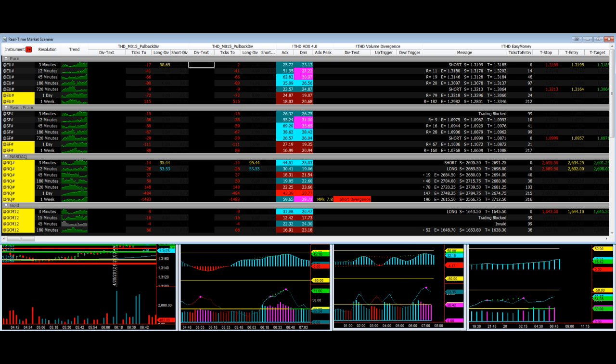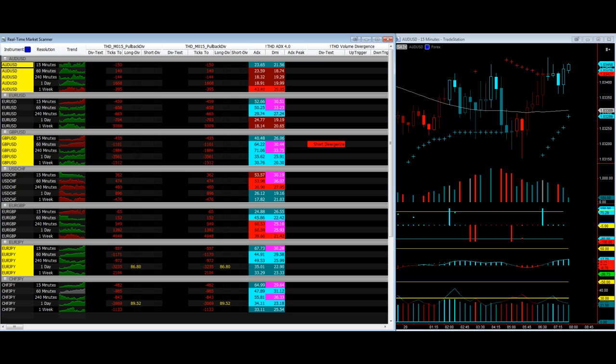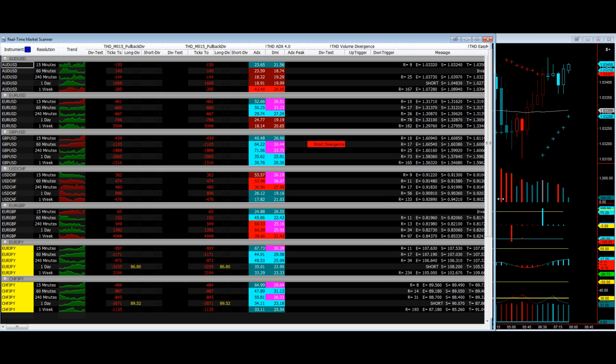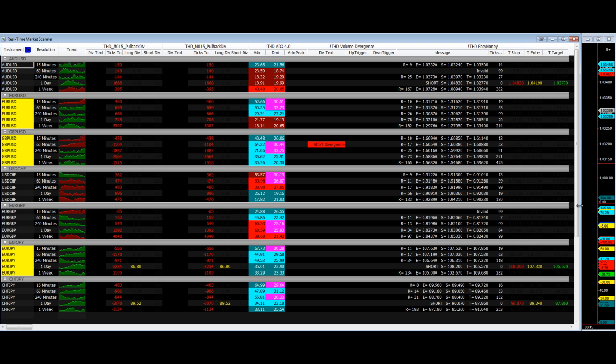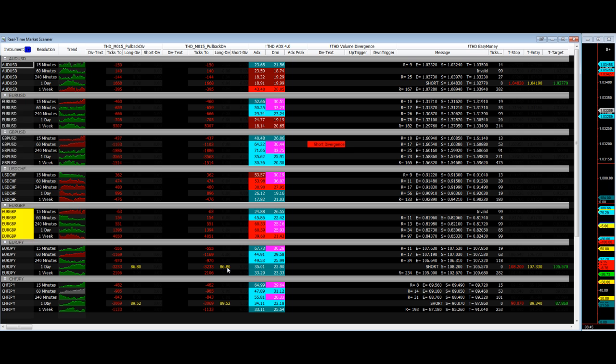Over on the spot market, you can see that I've got the scanner available to me. And again, I can actually read this chart on multiple time frames and see where I have divergence. This column tells me how far away I am from the moving average. And this column tells me how far away I am from the ATR. And of course, we also have an easy money indicator that tells us where our potential entries are.